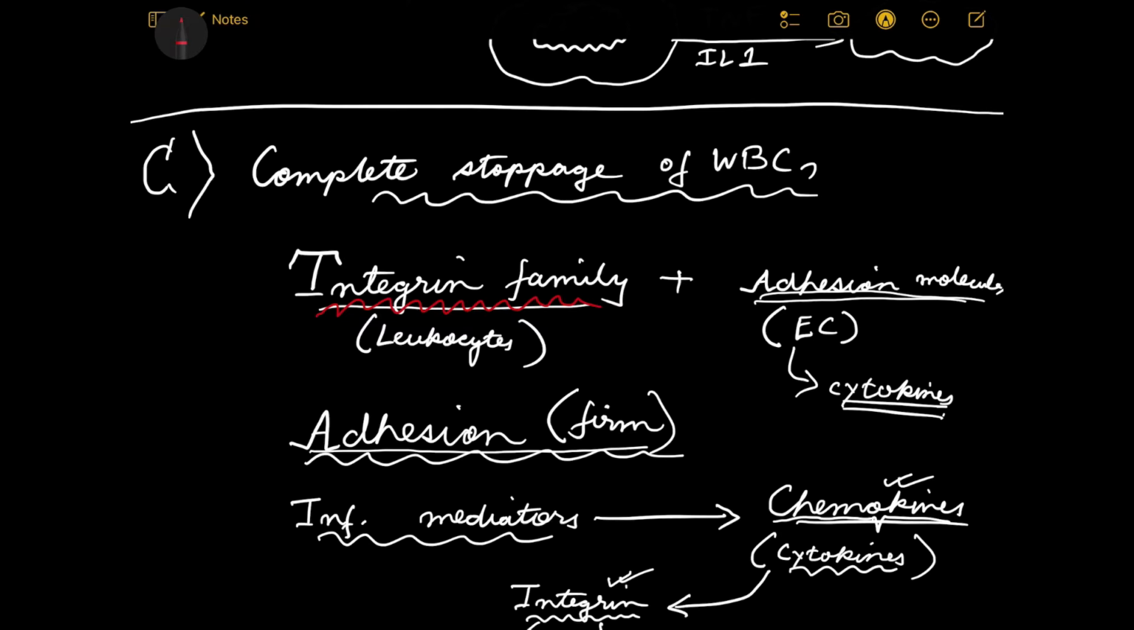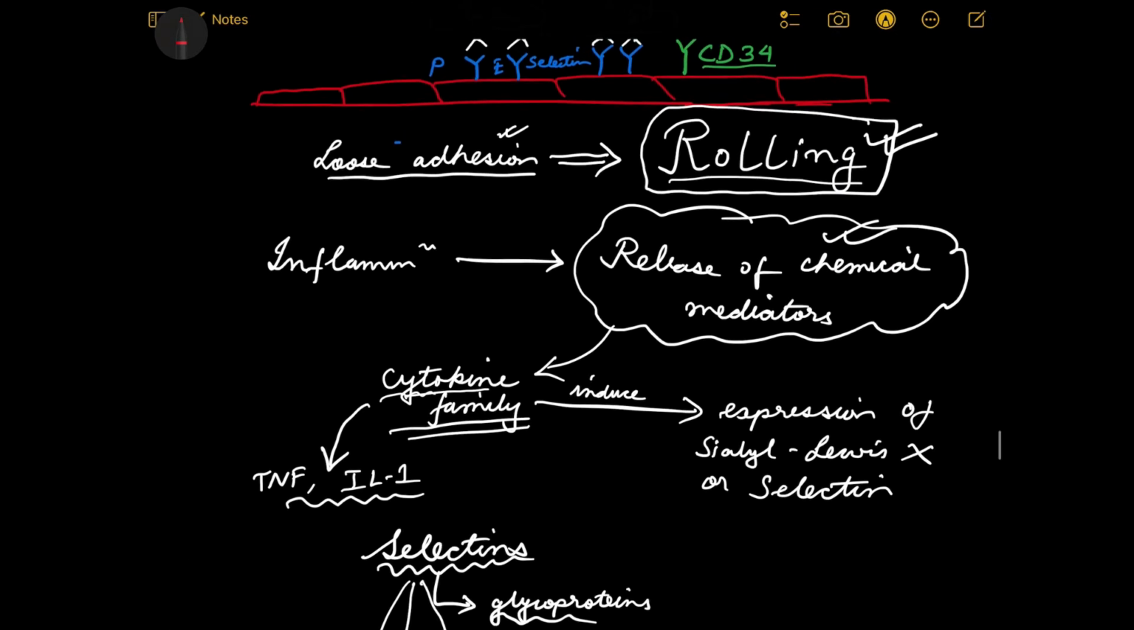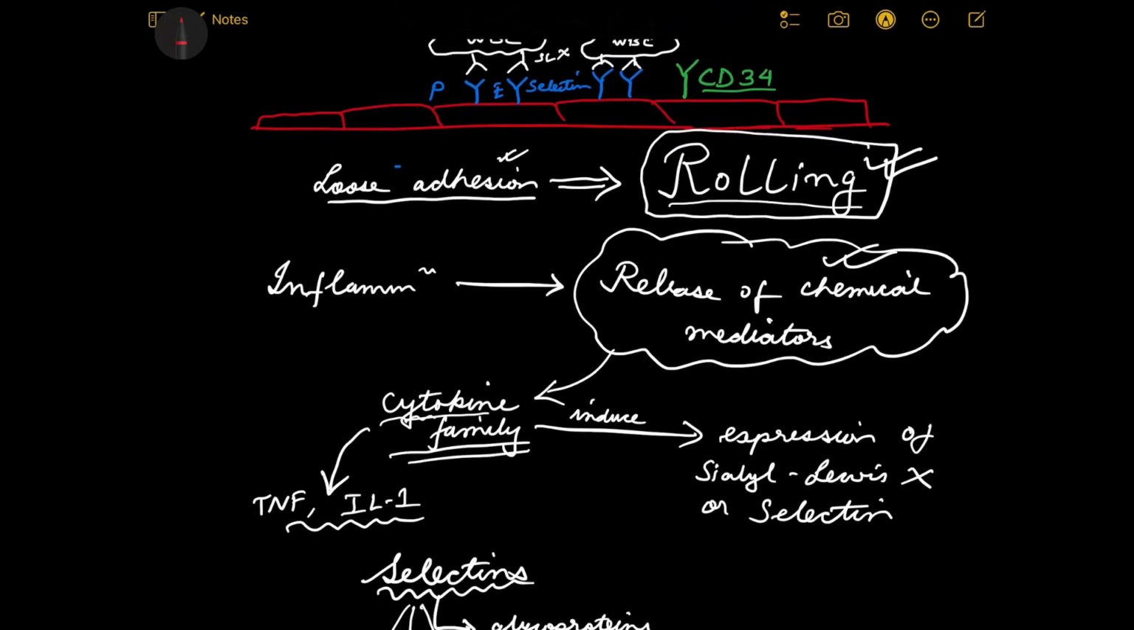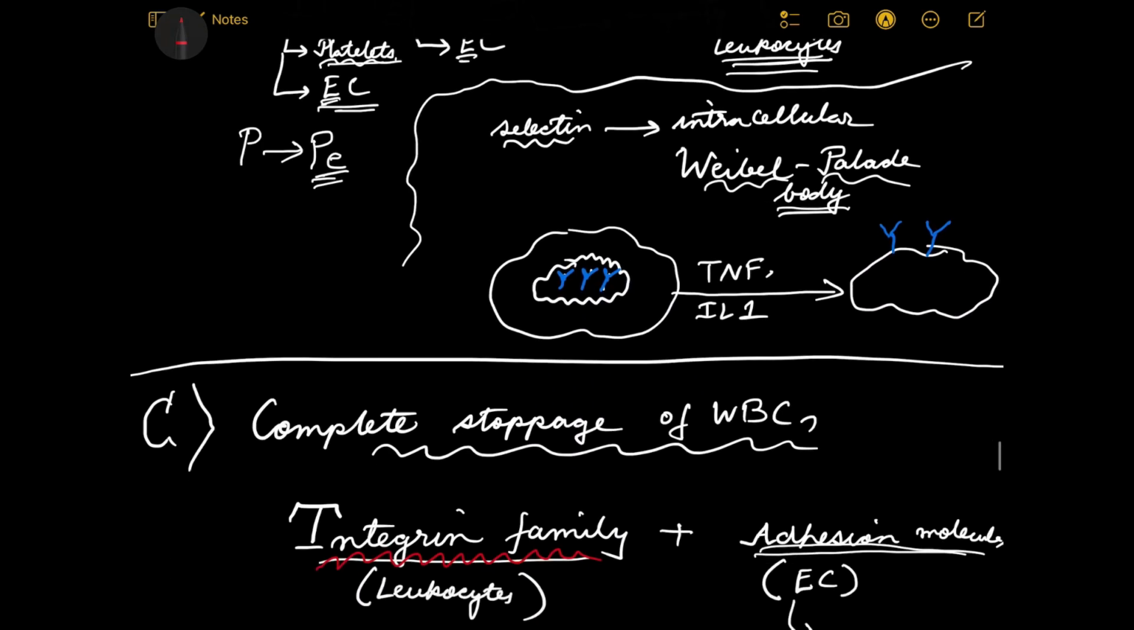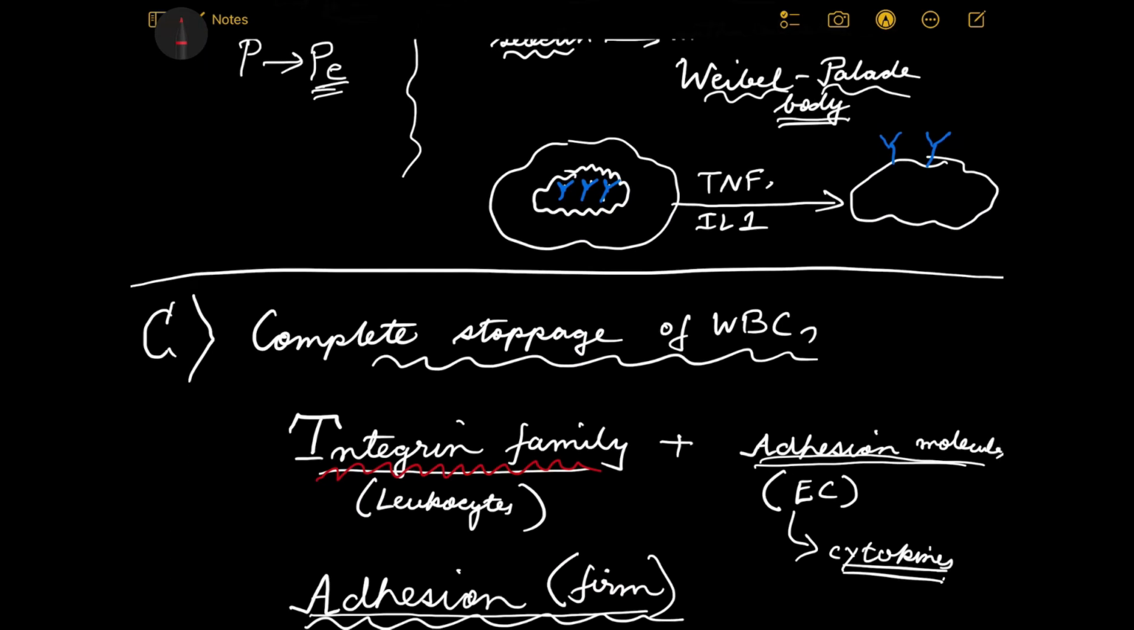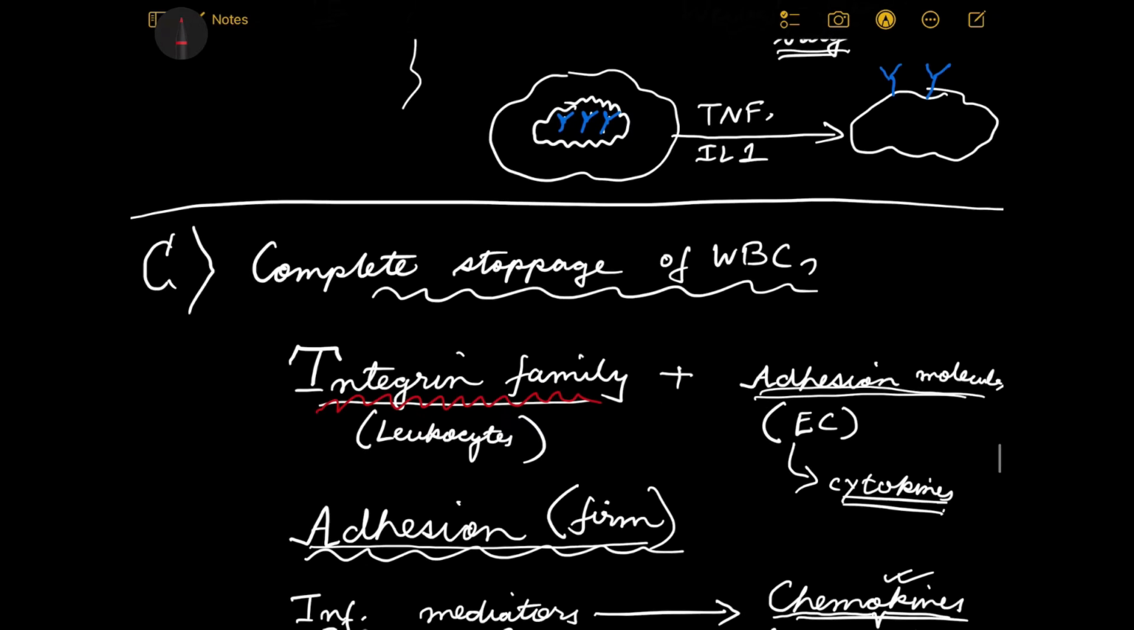If you remember, we said that the interaction between these molecules expressed on the leukocytes and their complementary molecules or receptors expressed on the activated endothelial cells initially causes a loose adhesion, which is rolling, and then complete stoppage or firm adhesion, which is due to interaction between the integrin molecules on the activated leukocytes and the adhesion molecules expressed on the activated endothelial cells.